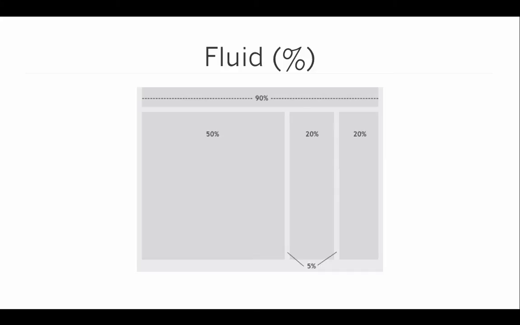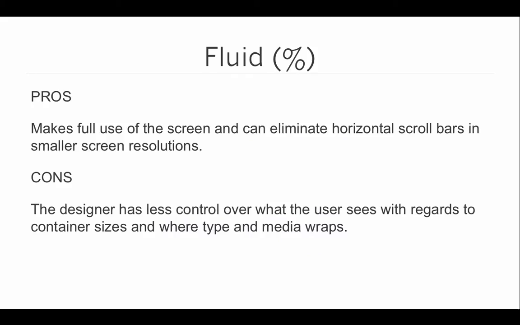So here all of the columns are specified using percentages that are based on a percentage of space within the parent container or the percentage within the browser window. So one of the pros of using a fluid layout is that this will make full use of the screen and it will eliminate horizontal scroll bars at smaller screen resolutions. Now the only downside to this is that as designers we have less control over what the user sees with regards to container sizes and where type and media will begin to wrap.